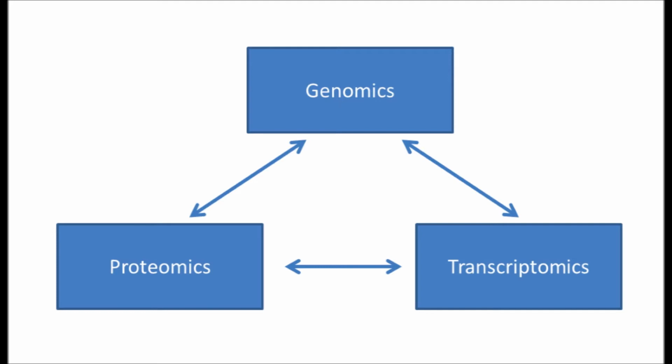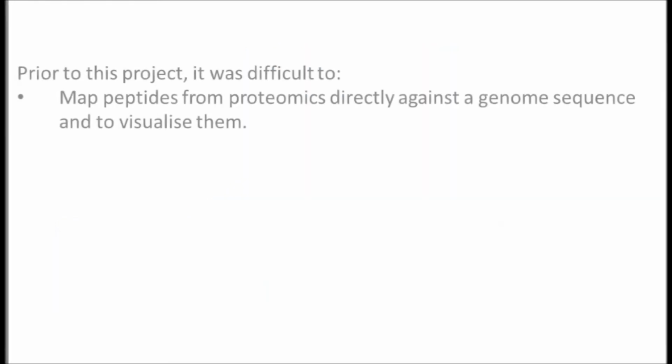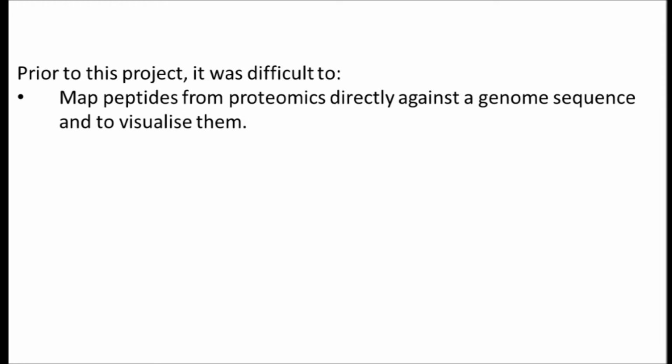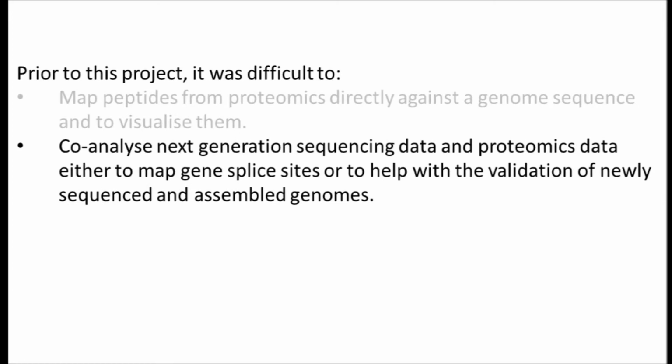So while software exists to help make these types of comparisons possible, certainly at the start of this project there were some quite critical gaps. So for example, it was difficult to map peptides from proteomics directly against a genome sequence and to visualize that. It was also difficult to co-analyze next generation sequencing data and proteomics data, either to map gene splice sites or to help with the validation of newly sequenced and assembled genomes.